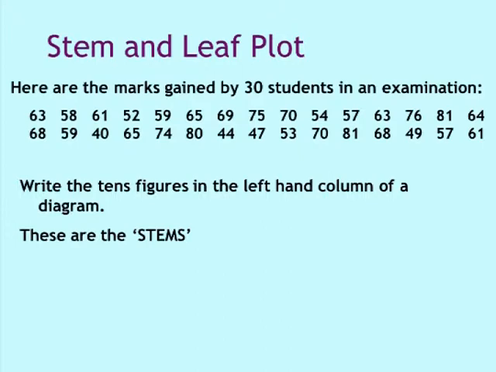So how do we do it? We draw a line here. On the left hand side, we have the digits which are in the tens. So the minimum here is 4 and the maximum here is 8. So we arrange them in an ascending order. So all the digits in the tens will come to the left of this line, which we call the stems.